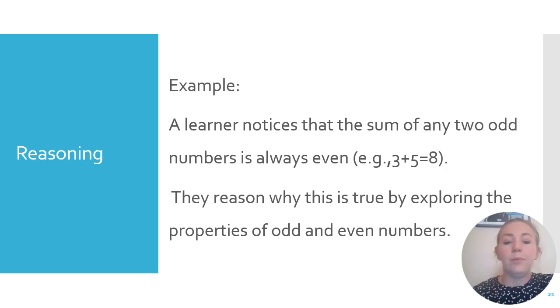Here is a very brief example of reasoning within number sense. A learner, while doing a calculation, notices that the sum of any two odd numbers is always an even number, and they are able to reason as to why this is true. They do that by exploring the properties of odd and even numbers.